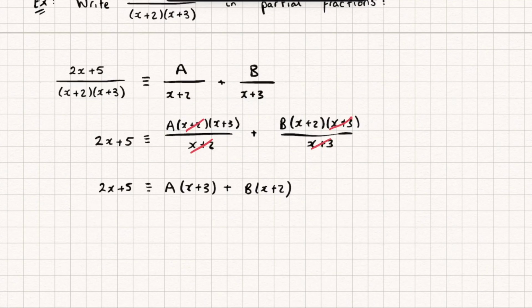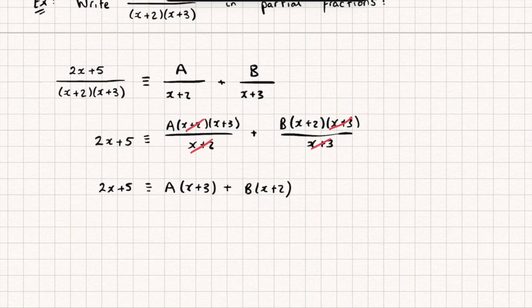Now from here you've got a couple of options. You could expand everything and compare coefficients to solve for A and B. I'm personally not going to show you that method now. I'm going to show you something that I think is a bit better, and that's by doing a substitution. So we're going to sub in different values of x to help us find A and B. We're going to pick these values of x carefully, and you'll see how this is going to work.